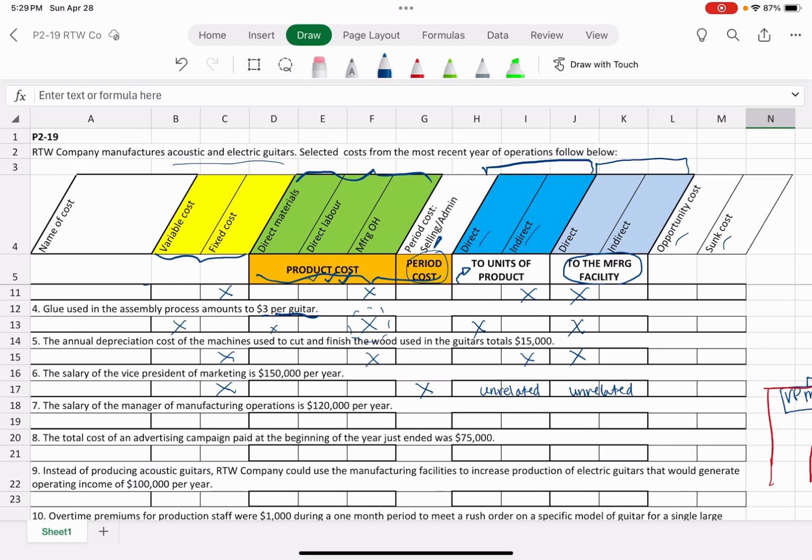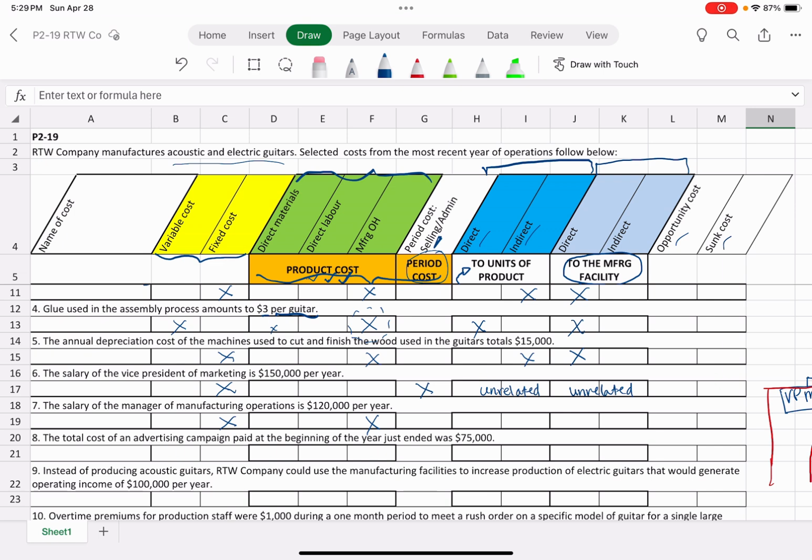The salary of the manager of the manufacturing operations is $120,000 per year. We're on cost number 7 now. That is a fixed cost of the manufacturing operations because it's a salary. We do need a manager of manufacturing operations. So even though we can't tie the manager to individual guitars, we can tie the manager to the production of guitars. So this is a product cost, and we'd include it as part of manufacturing overhead. It's not part of selling and admin.